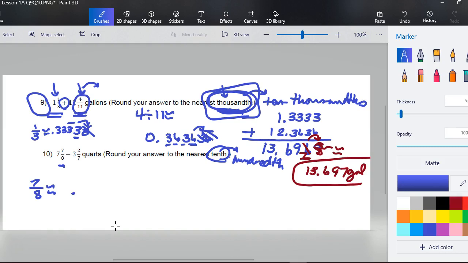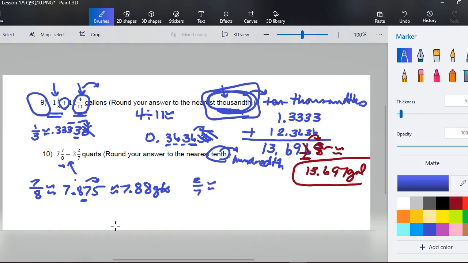So when I divide 7 by 8, I get about, going to the hundredth, 7 and 875 thousandths, which means I'm trying to round to the hundredths. I get 7 and 88 hundredths quarts. I'm wanting to subtract 3 and 2 sevenths.